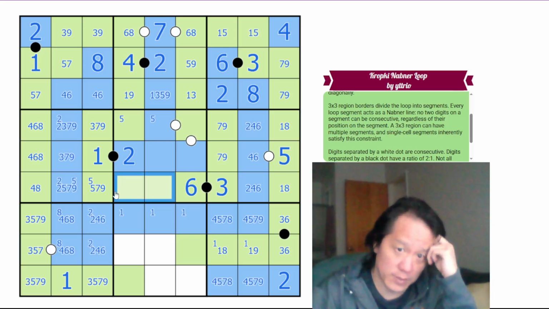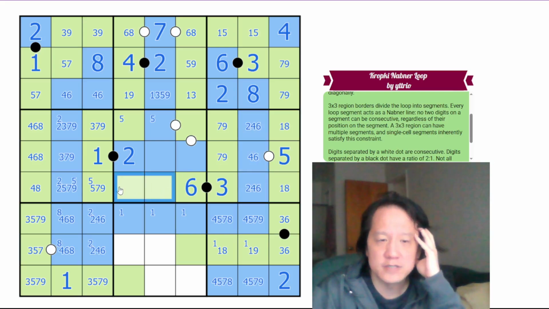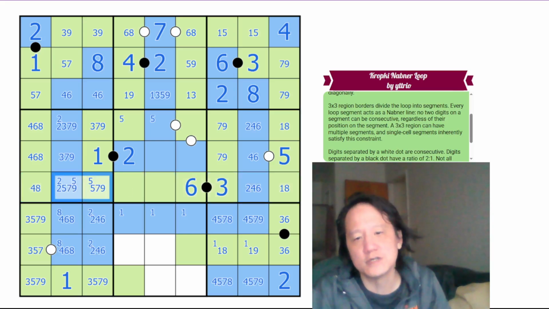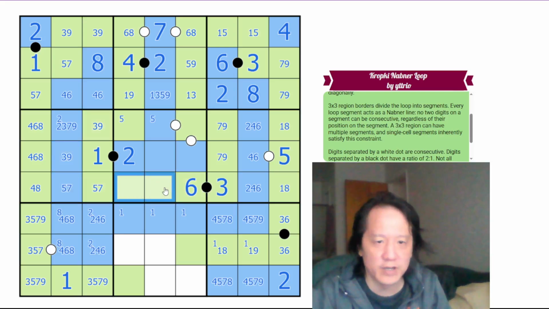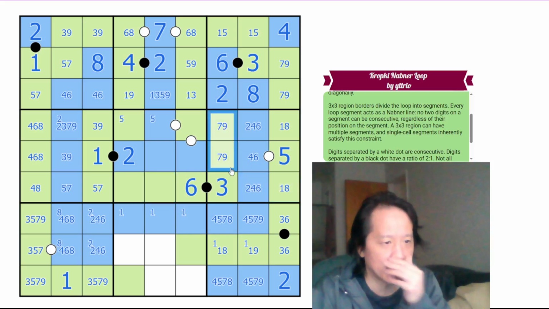7 cannot be here. Where is the 7 then? Because it's consecutive with 6. Where is the 7 in row 6? It has to be one of these two cells. So this becomes a 5-7 pair, which eliminates 5 and 7 in the rest of the box. This can't in the rest of the row, actually. Well, it couldn't be anyways, because this can't be 5 or 7. These can't be 5 or 7 because of the 7-9 pair here.